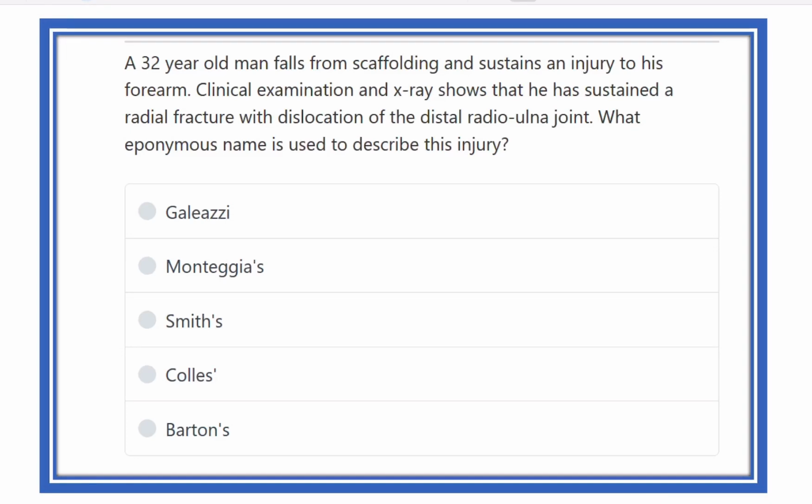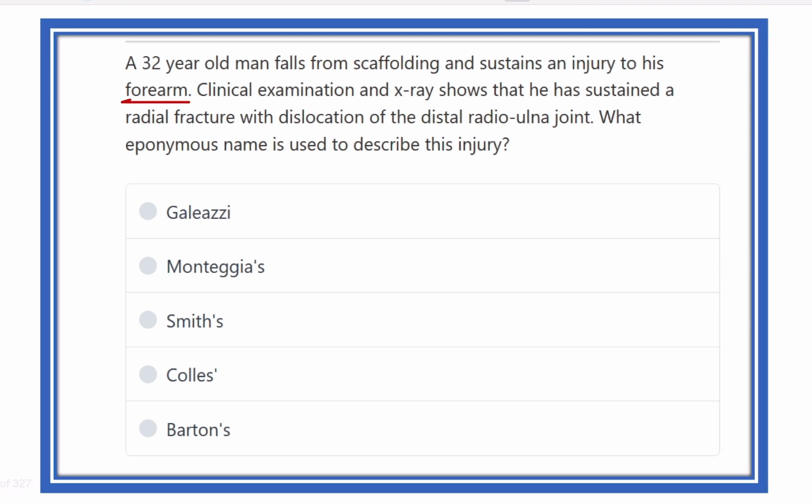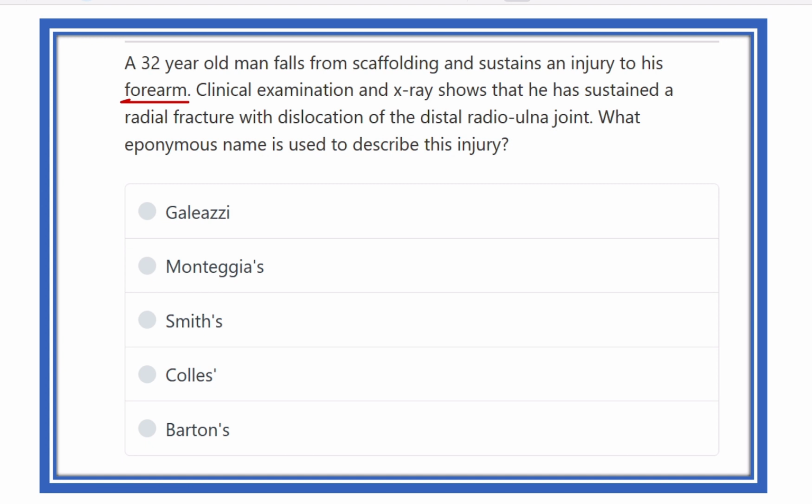A man falls from scaffolding and sustains an injury to the forearm. Clinical examination and X-ray show that he has sustained a radial fracture with dislocation of the distal radioulnar joint. What is the name of this injury? The options are Galeazzi fracture, Monteggia fracture, Smith fracture, Colles fracture and Barton fracture.